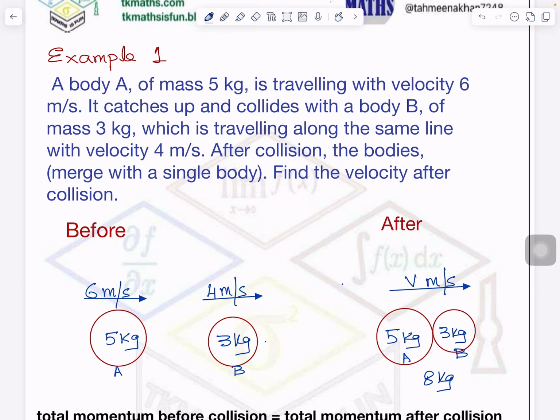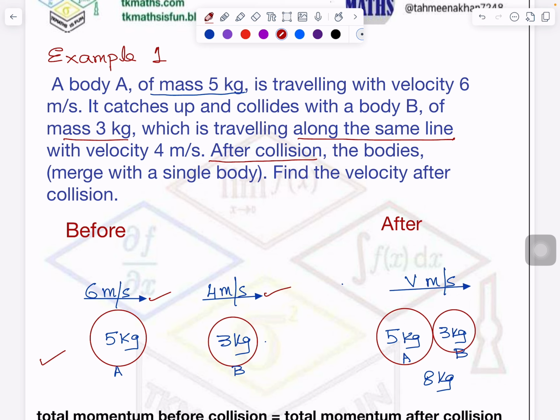A body of mass 5 kg. So I have drawn here this circle, 5 kg, traveling with velocity 6 meters per second. It catches up and collides with a body B of mass 3 kg which is traveling along the same line, and that is the reason I have drawn both the arrows in the same direction. So this is the information I have taken from the question. This is before collision. Now after collision, what happened?